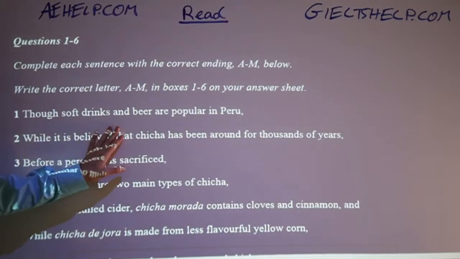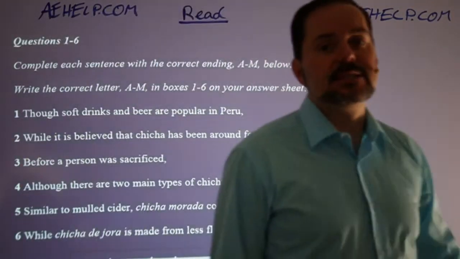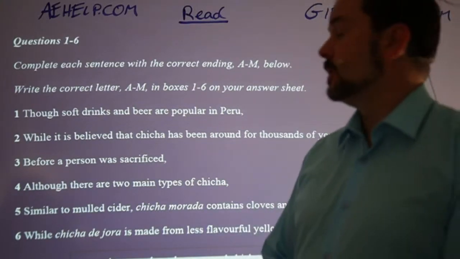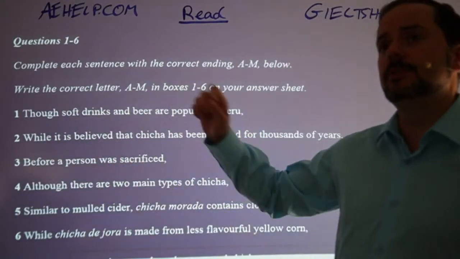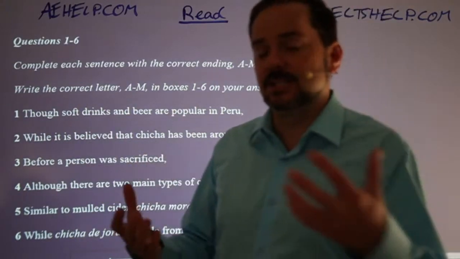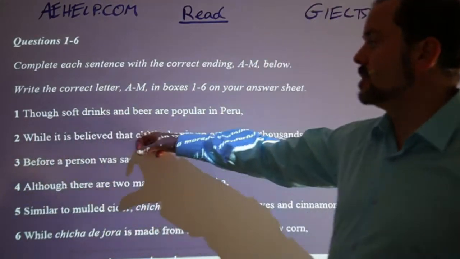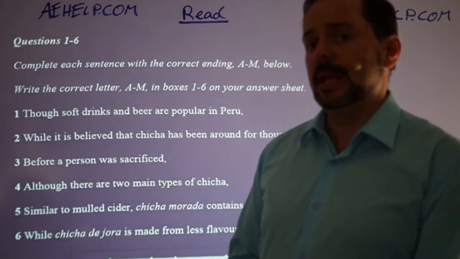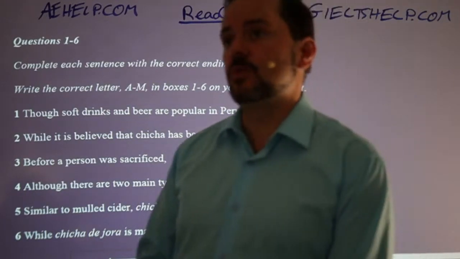So, though soft drinks and beer are popular in Peru, how would you complete this sentence? At home when you're practicing, you want to complete this on your own. Okay? And I know how I would do it. I'm curious how you would do it. And this shouldn't be too difficult at this point, reading this passage, because the message of the whole passage is about this answer. Okay? So number one, though soft drinks and beer are popular in Peru, answering questions should only take you about 8 minutes. That means you have about 30, 40 seconds for each question.